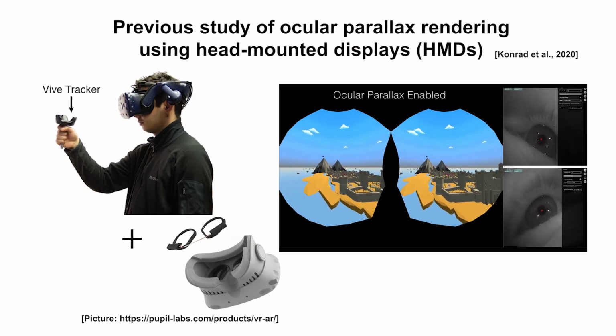Conrad et al. studied the ocular parallax rendering on head-mounted displays attached with a commercial eye tracker. As shown in the right video, the scene moves according to eye rotation with ocular parallax rendering. This study revealed a positive effect on relative depth perception by enabling ocular parallax rendering. However, this system had a large system latency of over 20 milliseconds.